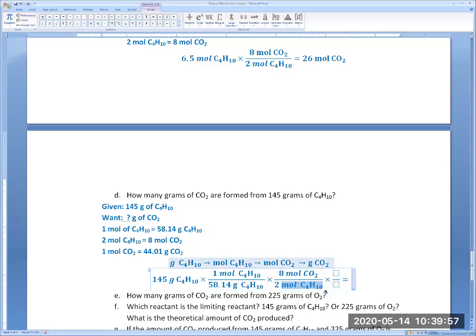But that's not what we're interested in. We want grams. So we need to continue and write the last conversion factor that will change the moles of CO2 into grams. And we want to cancel moles of CO2 that is in the previous conversion factor. So we will want the 1 mole of CO2 in there, in the denominator.